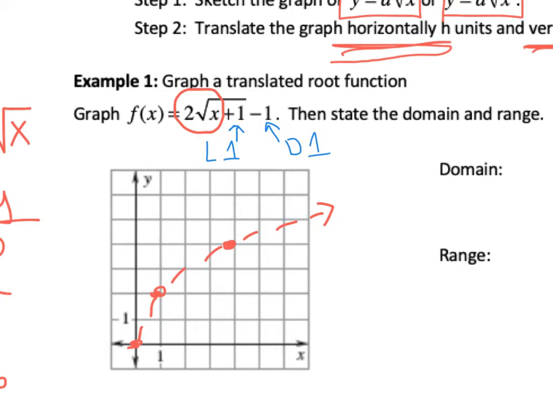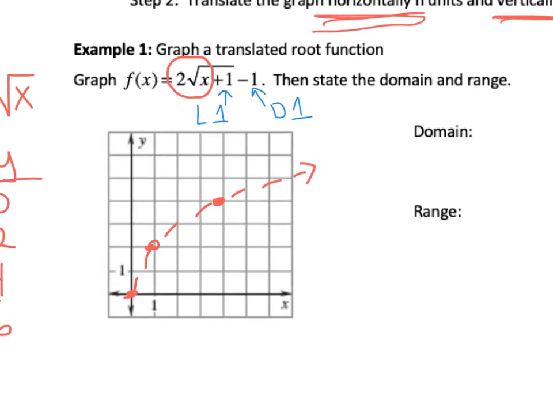So I have to now take these points and shift them all to the left 1 unit and down 1 unit. And here's how that'll look. If I shift that first point that's at the origin left 1, down 1, that looks like the point (-1, -1). Then left 1, down 1 for this guy, and left 1, down 1 for this guy. And then I connect those dots.